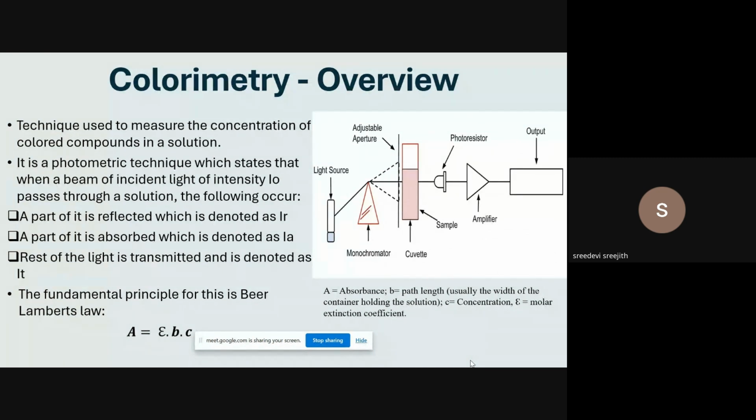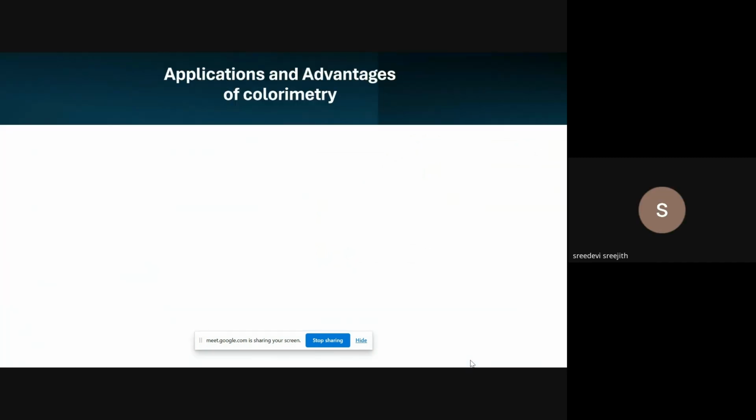So we will measure the absorbance for the analysis, and the fundamental principle for this analysis is Beer-Lambert's law. That is, absorbance is equal to epsilon into B into C. And then let's move on to the applications and advantages of colorimetry.